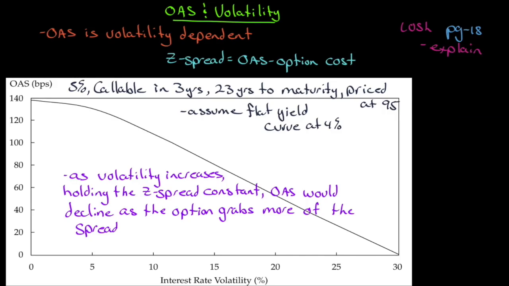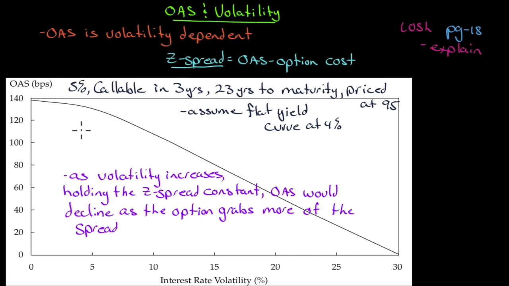Okay, well, let's look at what happens to the option adjusted spread in the face of volatility. It is volatility dependent. You can conceive of the z-spread as being made up of the option adjusted spread minus the option cost. Now the z-spread will stay constant all the time. As volatility increases, it doesn't make the bond riskier. It makes interest rates riskier, but it doesn't make the company riskier, so the z-spread would have to stay constant. But if the z-spread is made up of the OAS minus the option cost, as volatility increases, the option cost increases, which means it grabs more of the z-spread, so the OAS has to decrease because the z-spread is a constant term.